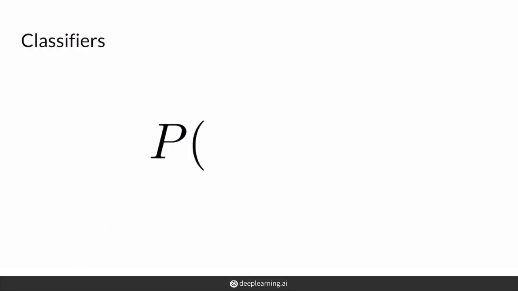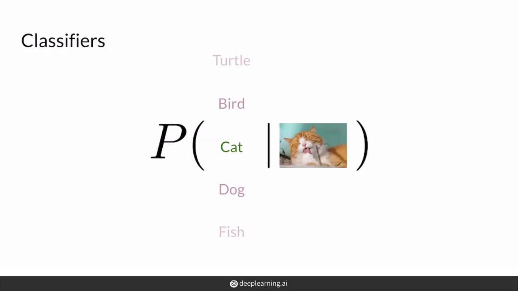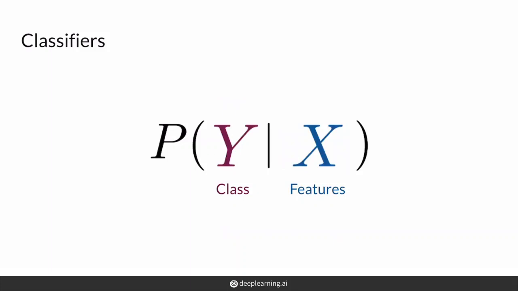So let's take a little ride into math land, where the goal of the discriminator is to model the probability of each class. For example, not just cat here, but turtle, bird, dog, and fish as well. Given a set of input features, for example, here's an image of a cat. So given this image of a cat, which class is this? In other words, this is modeling the probability of class Y given input features X. And again, these features could be features extracted from this image, such as that it purrs and that it likes to play with yarn, but also the pixels themselves.